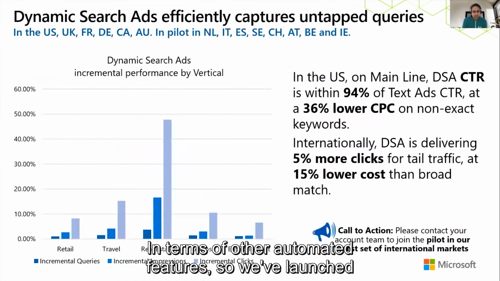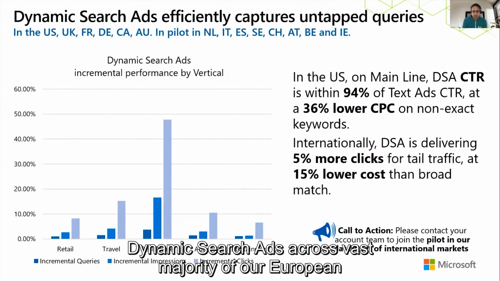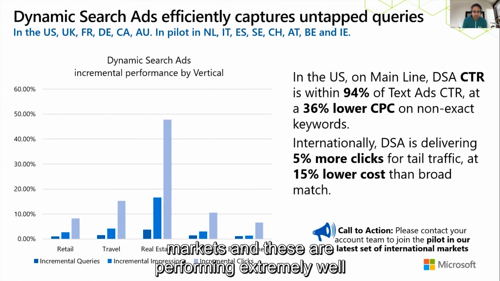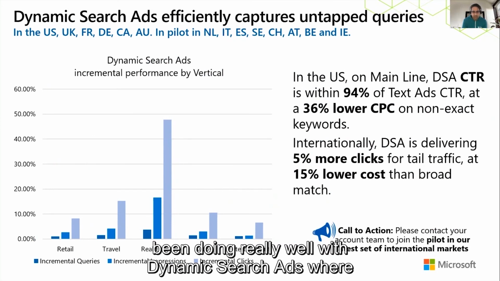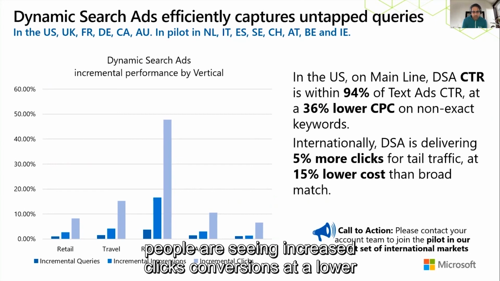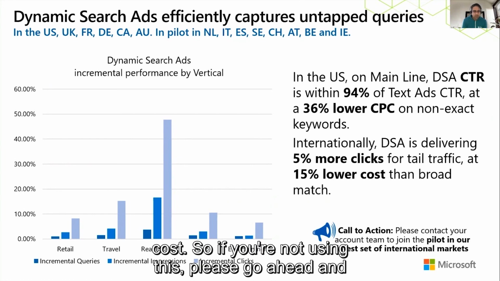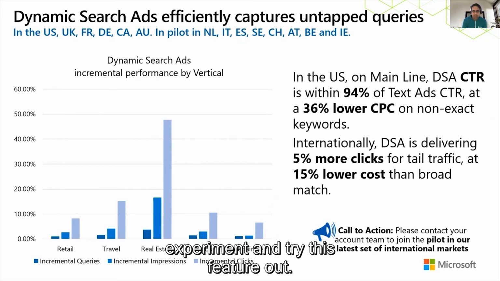In terms of other automated features, so we've launched dynamic search ads across the vast majority of our European markets, and these are performing extremely well across multiple verticals. Retail in particular has been doing really well with dynamic search ads, where people are seeing increased clicks, conversions at a lower cost. So if you're not using this, please go ahead and experiment and try this feature out.